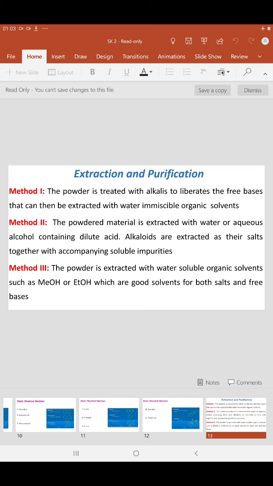Next one, third method. This is the last method. The powder is extracted with water-soluble organic solvents such as methanol or ethanol, which are good solvents for both salts and free bases.